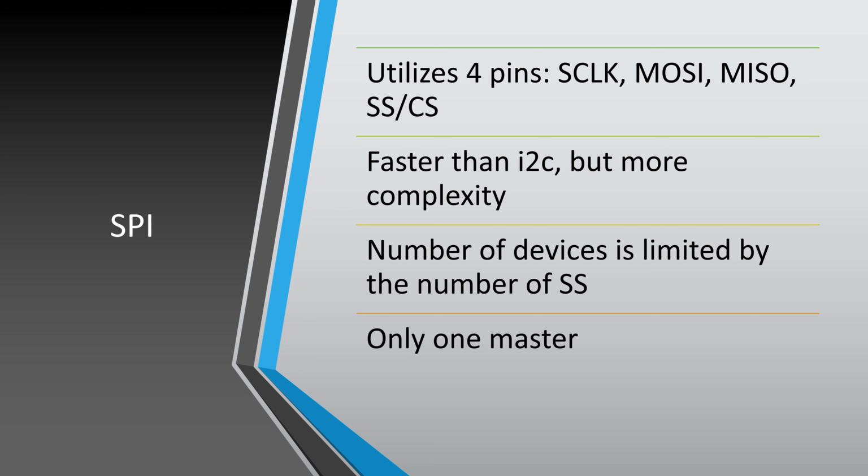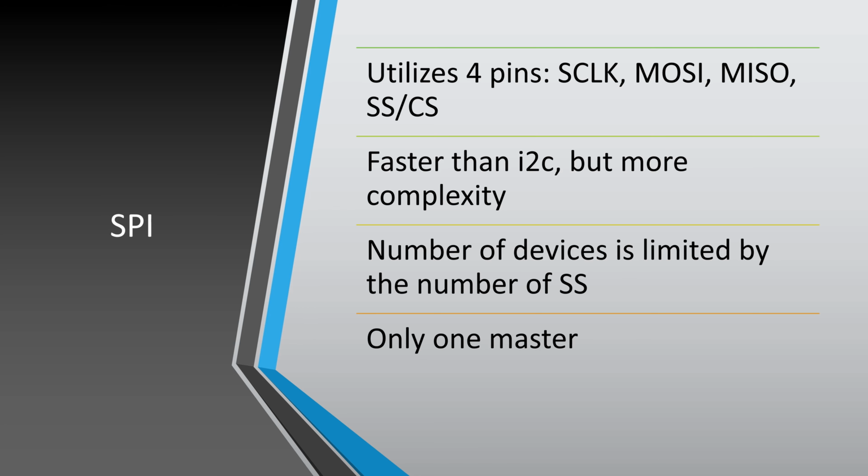The next interface is SPI. SPI utilizes 4 pins: clock, master out slave in, master in slave out, and slave select or chip select. SPI is faster than I2C, but is more complex. The number of devices is simply limited by the number of slave select pins you have, and it only can have one master. The advantage with SPI is it's much faster than I2C, but the main disadvantage is the fact that there's more wires leading to more complexity.